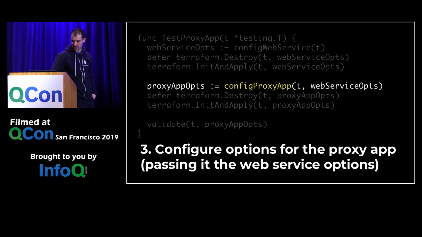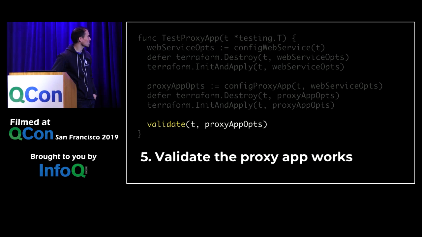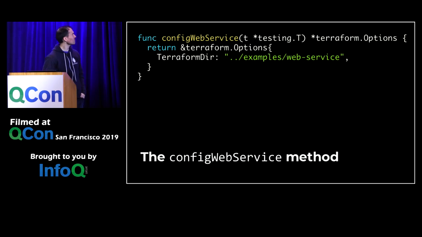And I'll show you these methods in just a sec. Then we're going to run terraform apply to deploy the proxy application. We're going to validate it works. And then at the end of the test, in defer, we're going to run terraform destroy on each of those modules. So exact same structure. Apply, validate, destroy. Looking at those methods, here's config web service. It's just returning one of those terraform.options structs. It says that's where my code lives.